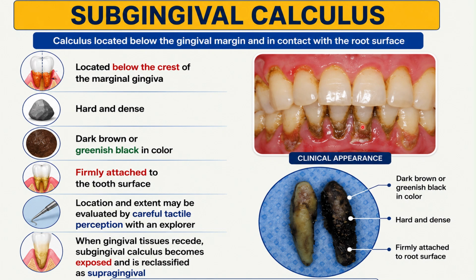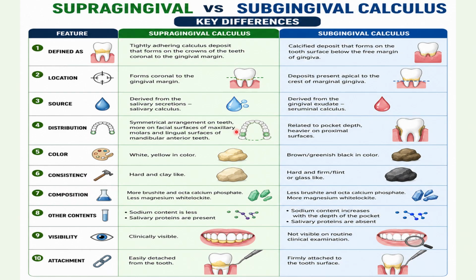Whenever there is gingival tissue recession, the subgingival calculus becomes exposed and is reclassified as supragingival calculus. So coming to a few key differences between supragingival and subgingival calculus: as we have talked, supragingival calculus is formed coronal to the gingival margin, and subgingival calculus is formed below the free margin of the gingiva.